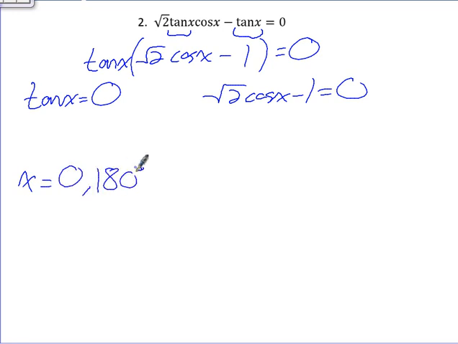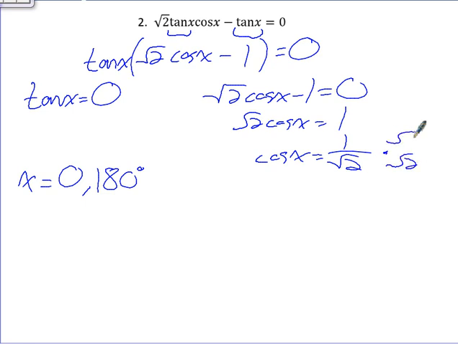And now I need to solve this second part here. So I get root 2 cosine x equals 1. Cosine x equals 1 over the square root of 2. Looking at that, I don't have anything on my chart that is 1 over the square root of 2. But if I rationalize this, then I get root 2 over 2. And I know that cosine equals root 2 over 2 at 45 degrees.